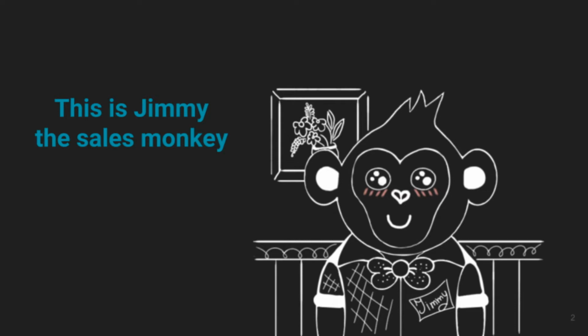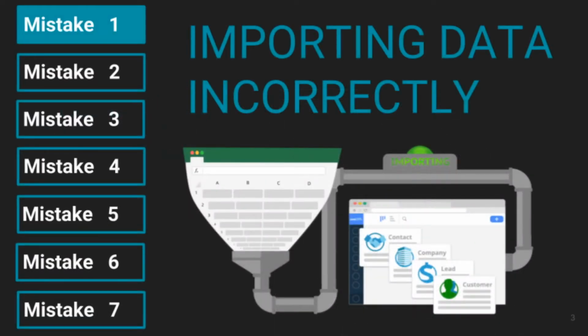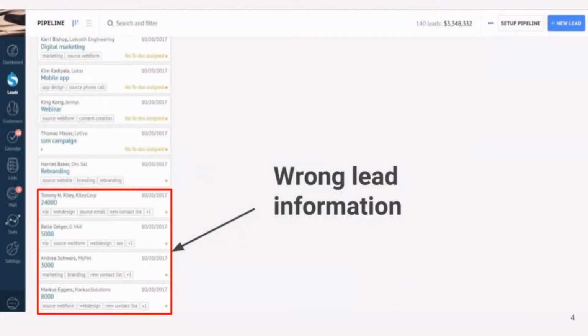The first mistake that Jimmy makes is about importing data, and he doesn't do it correctly. Jimmy wants to import his past leads from an Excel file, which should be simple, but if you don't do it correctly, it's a problem. The problem here is that Jimmy didn't pay attention to lead fields. The result is a big mess.